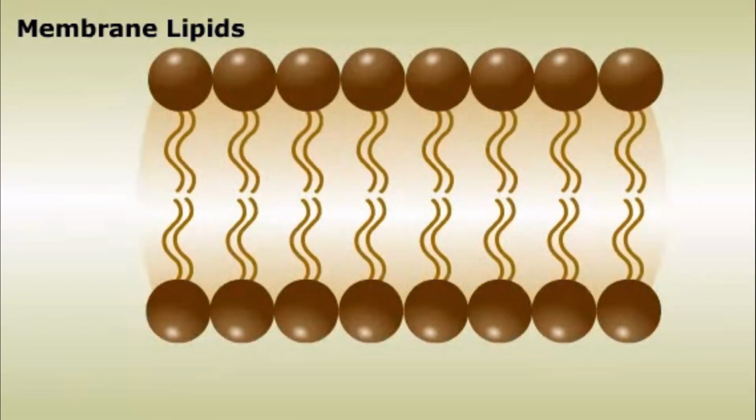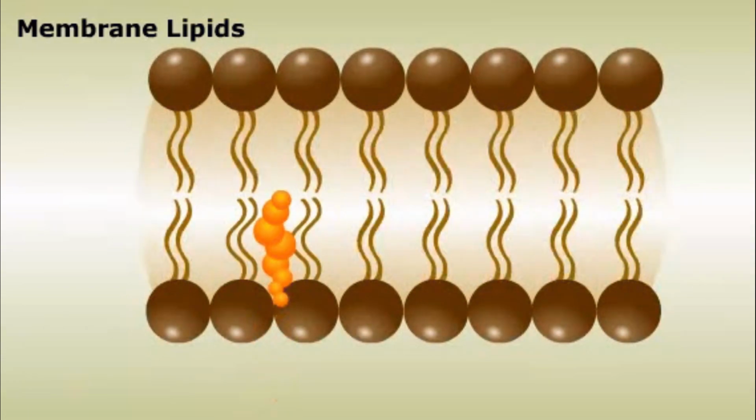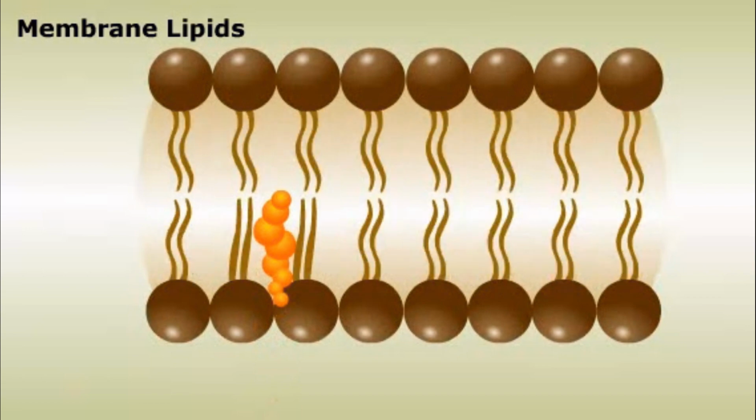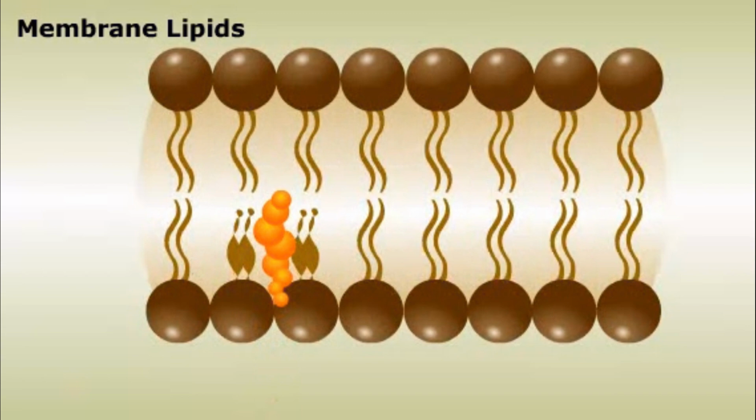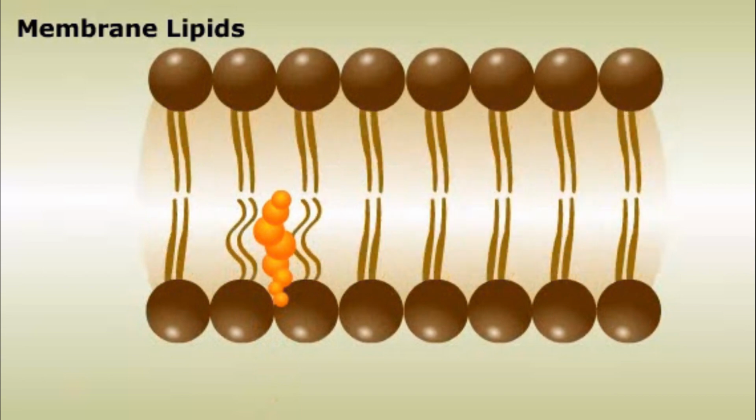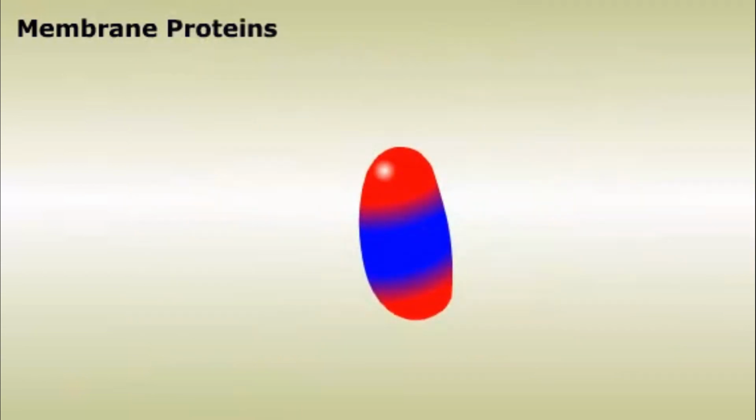At normal human body temperature, about 37 degrees Celsius, the hydrocarbon tails of membrane phospholipids are pretty mobile. But when cholesterol, another important membrane lipid, is inserted between the phospholipids, it alters the mobility of these molecules in the membrane.